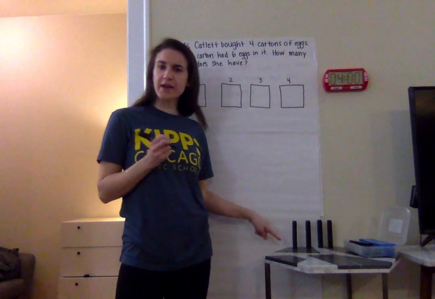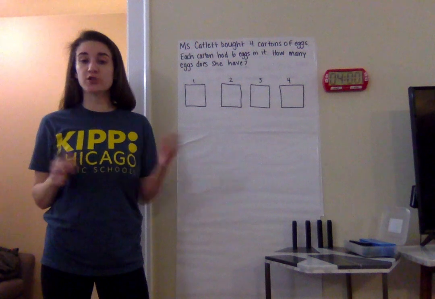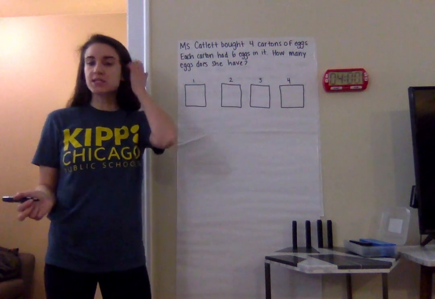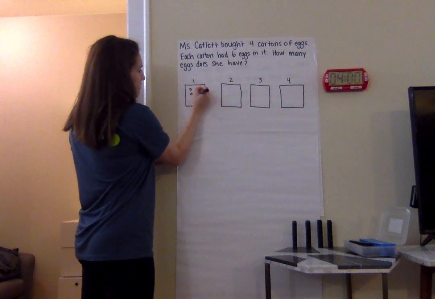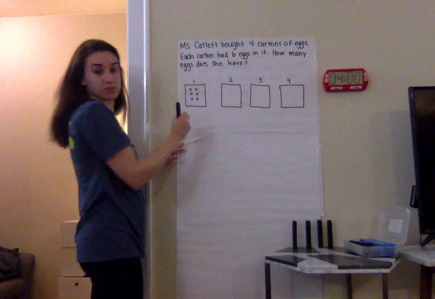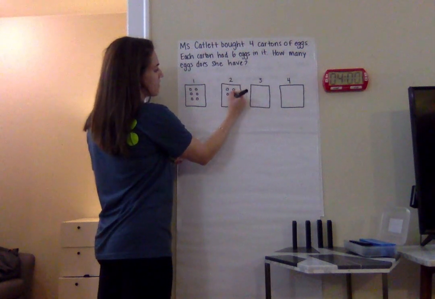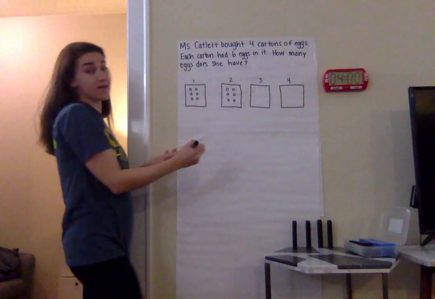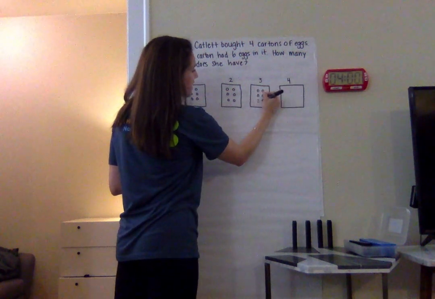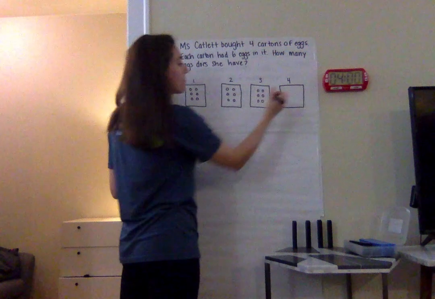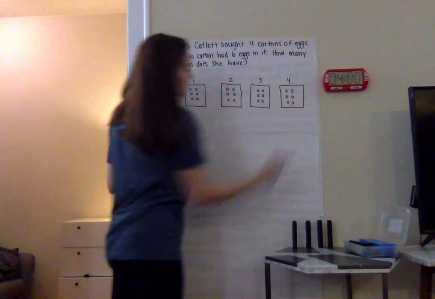Now, how many were in each carton? Show me on your fingers. You're right, there were 6 in each carton. So I'm going to draw 6 circles inside each carton to show. 1, 2, 3, 4, 5, 6. That's 1 carton. 1, 2, 3, 4, 5, 6. That's a second carton. 1, 2, 3, 4, 5, 6. Third carton. 1 more. 1, 2, 3, 4, 5, 6.